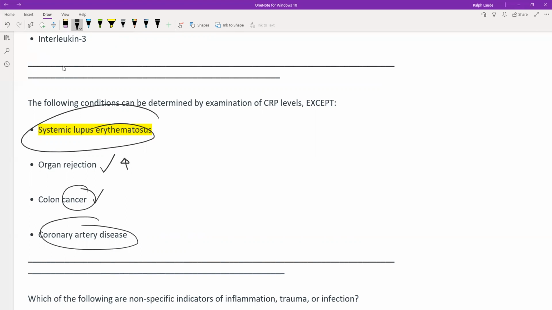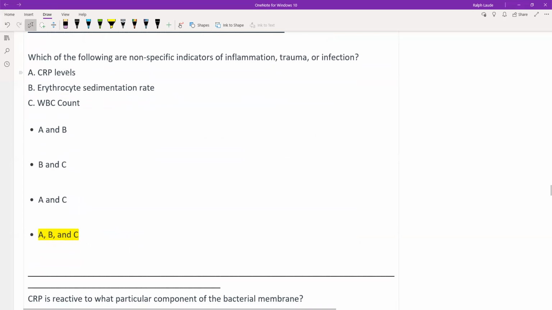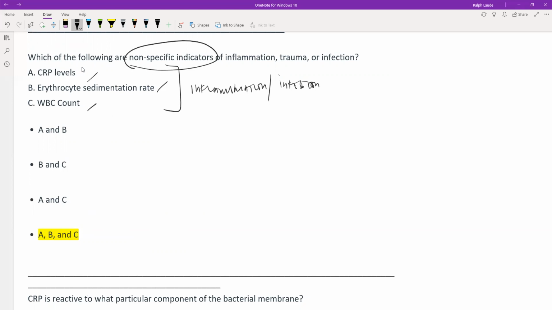It does not induce the production of CRP. Which of the following are non-specific indicators of inflammation, trauma, or infection? CRP, ESR, and WBC are all markers of inflammation and infection. However, all of them are non-specific.